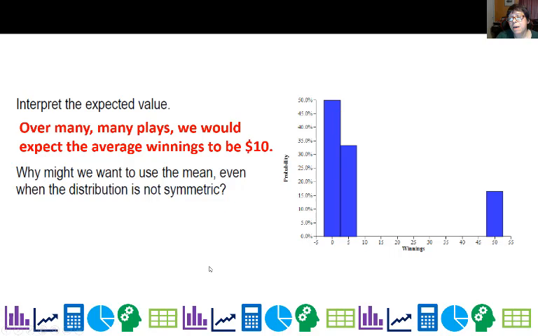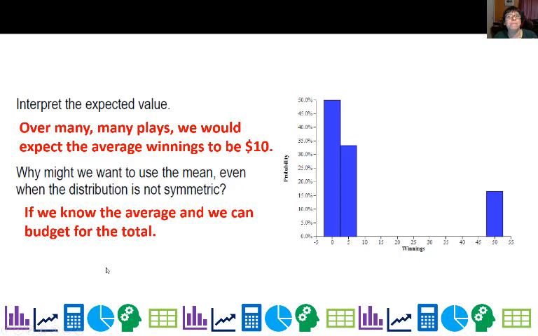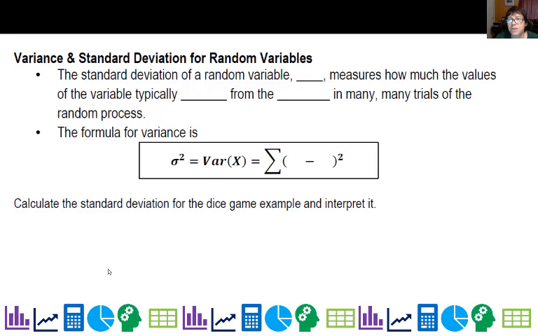But let's say I was doing the game and trying to figure out how much to charge for a ticket, or budget how much money people are going to win. If I use the median in this case, I'm going to assume it's $0, right? But the mean helps me figure out, over many, many plays, how we can budget for a total. All right. Now let's get to variance and standard deviation.